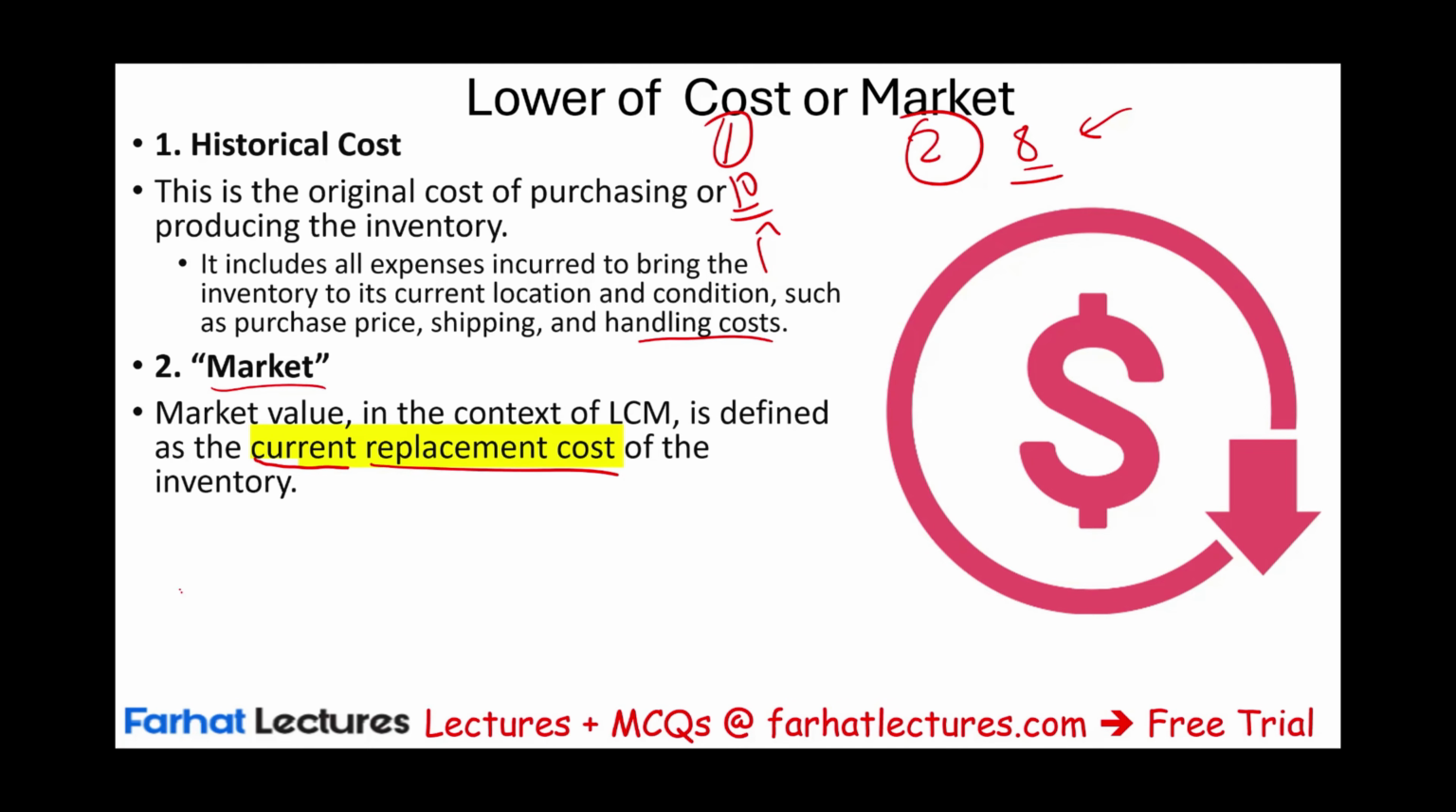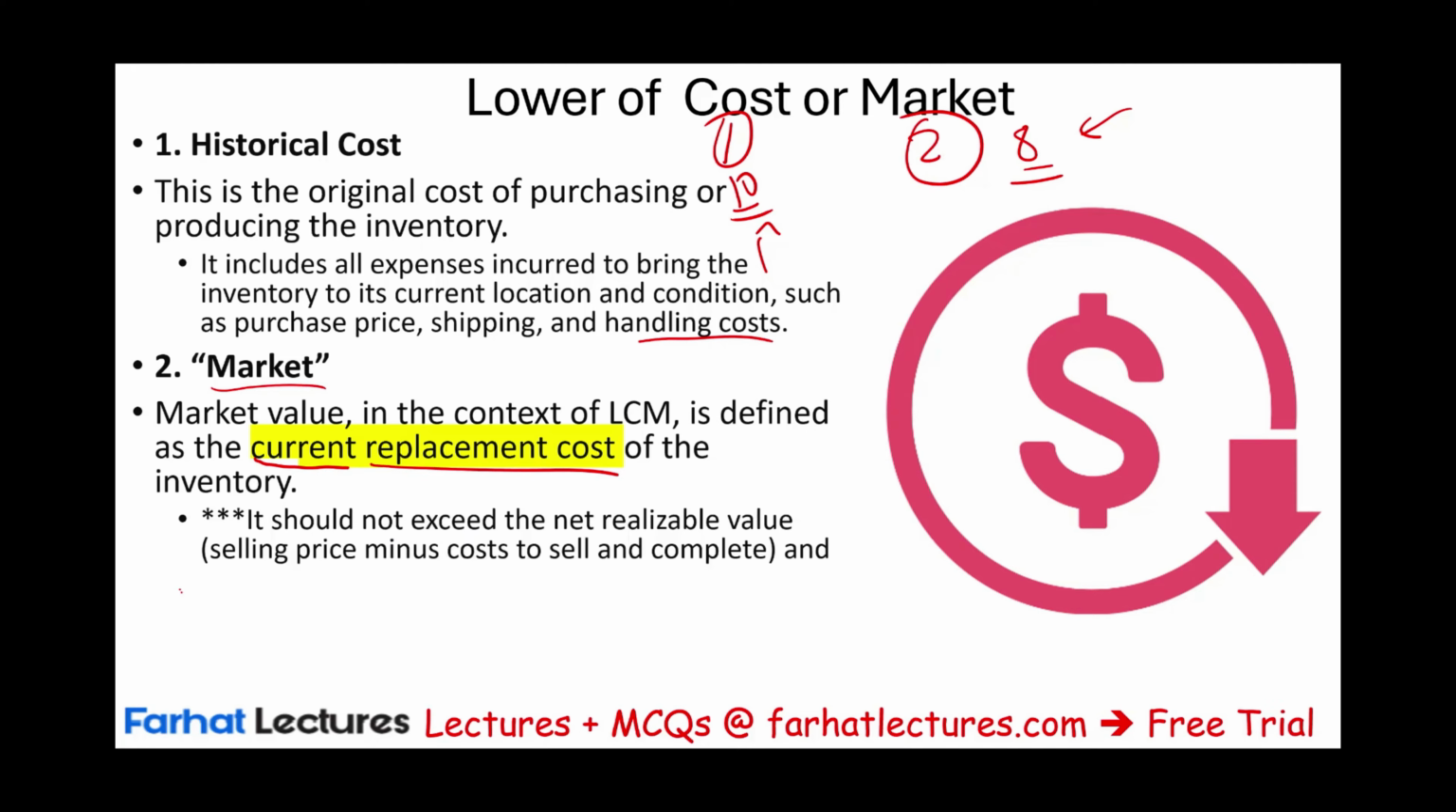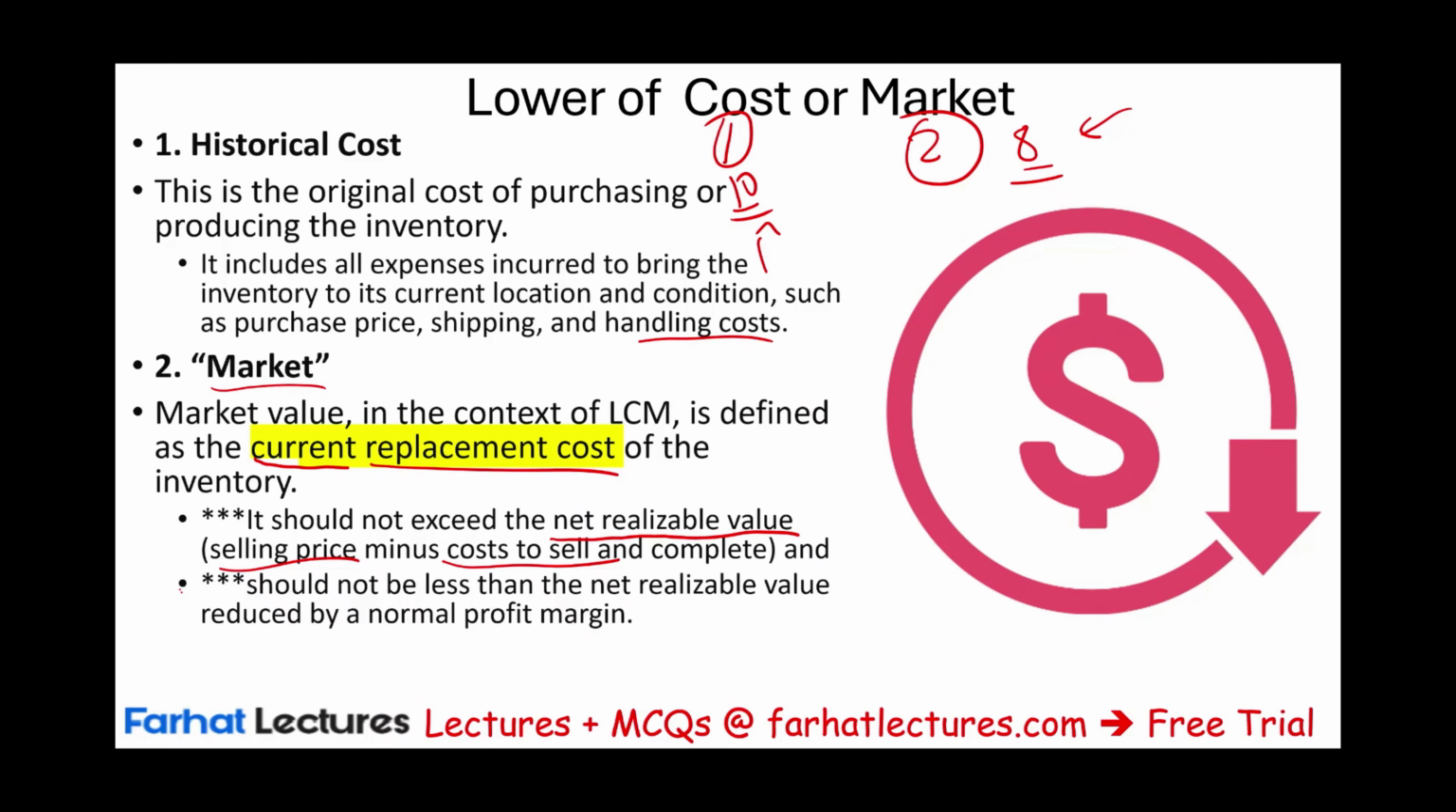Now, the concept is a little bit more advanced than that. Why? Because when it comes to intermediate accounting, you have to understand that market value should not exceed something called net realizable value, NRV, which is the selling price minus the cost to sell and complete the sale, and it should not be less than the NRV minus a normal profit. Now, don't worry about this part unless you are an intermediate accounting student. If you are an intermediate accounting student, you are in the wrong course because this is financial accounting. You need to go to Farhat Lectures and go to my intermediate accounting where I discuss LCM and NRV.